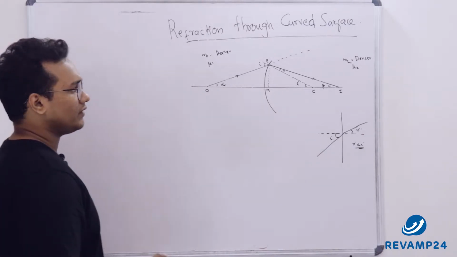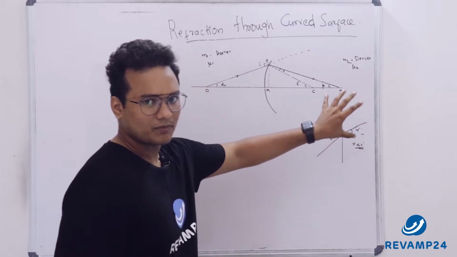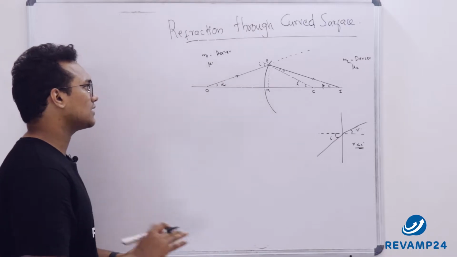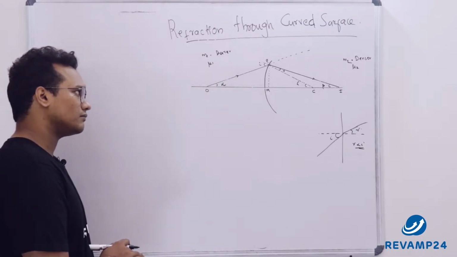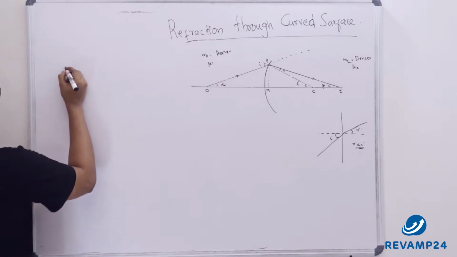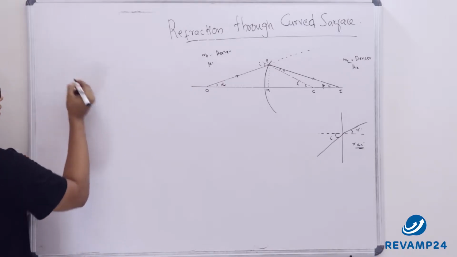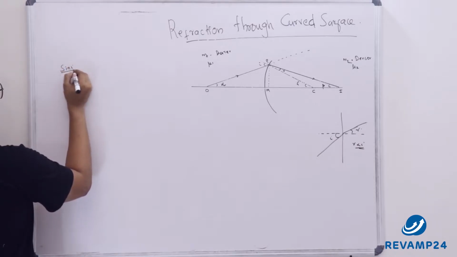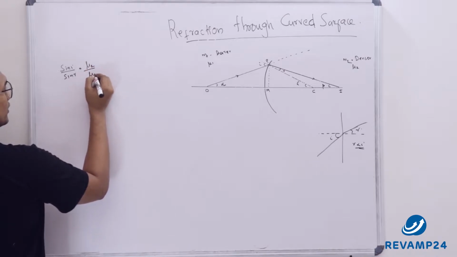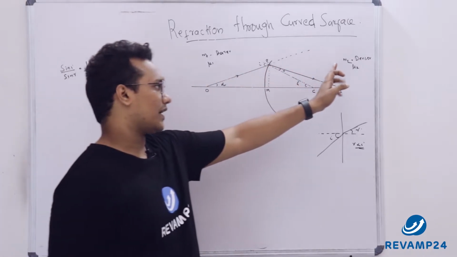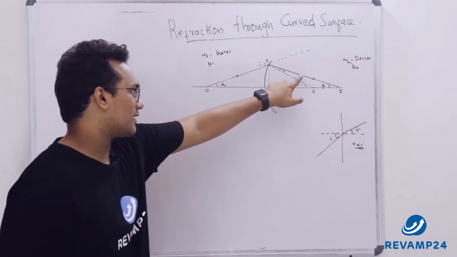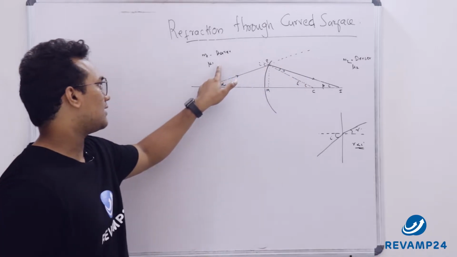Now when the same process, the process of refraction, occurs on a curved surface, it's the same thing, the same equation we can apply here, that is Snell's law, where sin i by sin r is equal to mu2 divided by mu1, where mu2 is the refractive index of the second medium where the refraction has occurred. So the refracted ray is in the second medium, this is in the first medium.